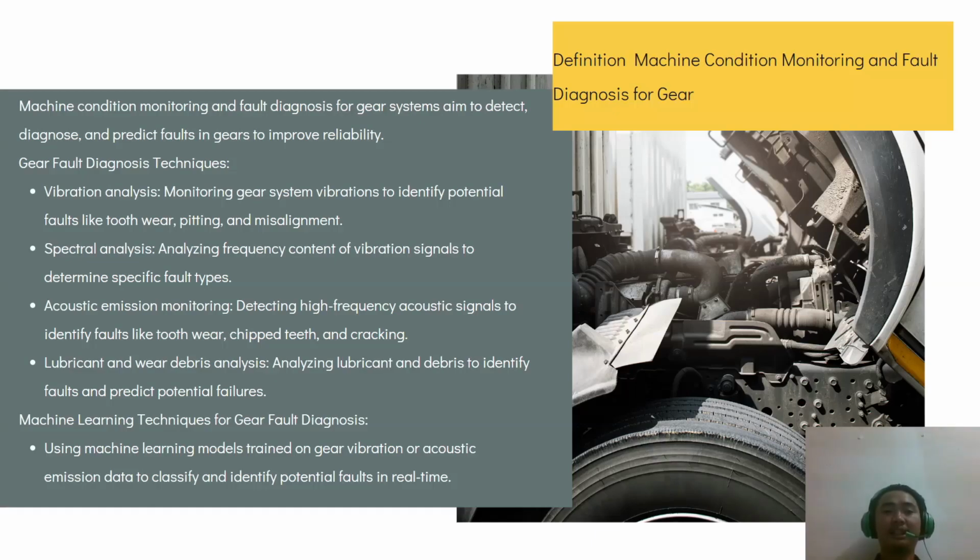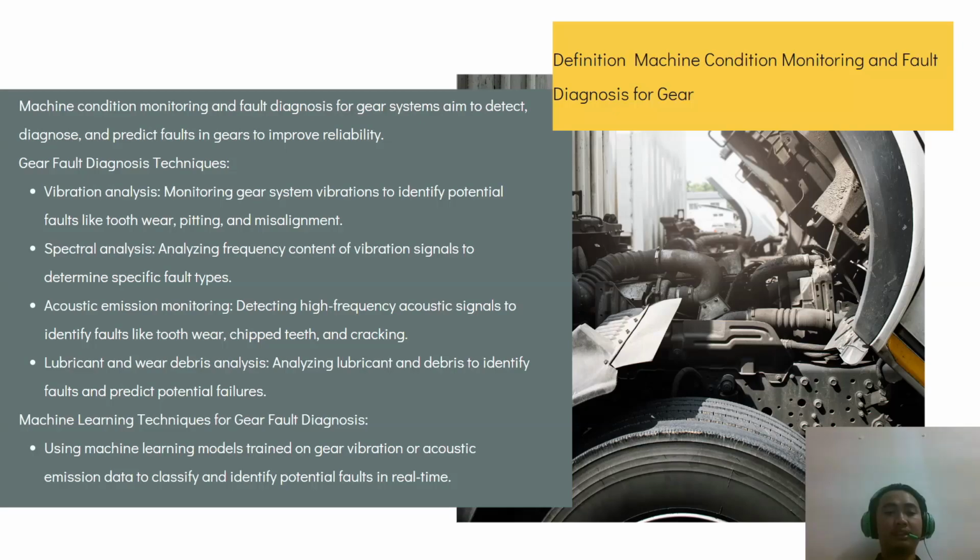First is vibration analysis, monitoring gear vibration to identify potential faults like gear tooth wear, pitting, and misalignment. Second is spectral analysis, which analyzes the frequency content of the vibration signal to determine specific fault types. And the third diagnosis technique is acoustic emission monitoring, to detect high frequency acoustic signals to identify faults like tooth wear, chipped teeth, and cracking.